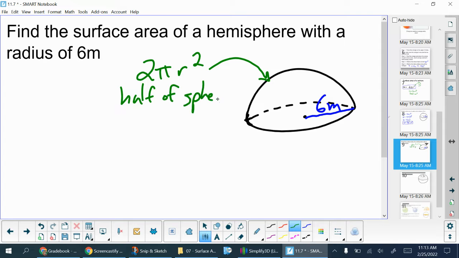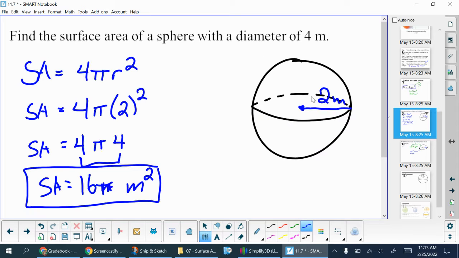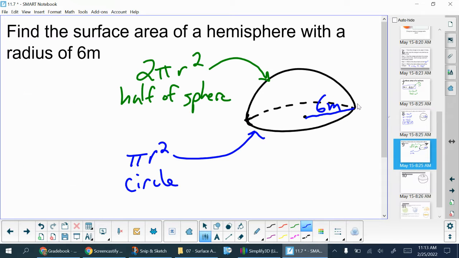Write that down. The other part of this is there is a circle on the bottom. And so the circle is another pi r squared. That circle wouldn't be visible on a full sphere because it's inside the sphere. But on a hemisphere, when you cut it, you create that new surface that wouldn't have been there otherwise. So if we really want to, we can go ahead and put those 2 together. They are like terms. 2 pi r squared and 1 pi r squared makes 3 pi r squared.